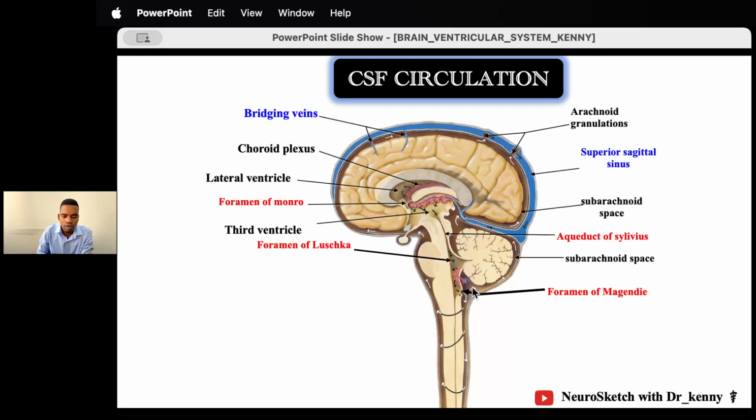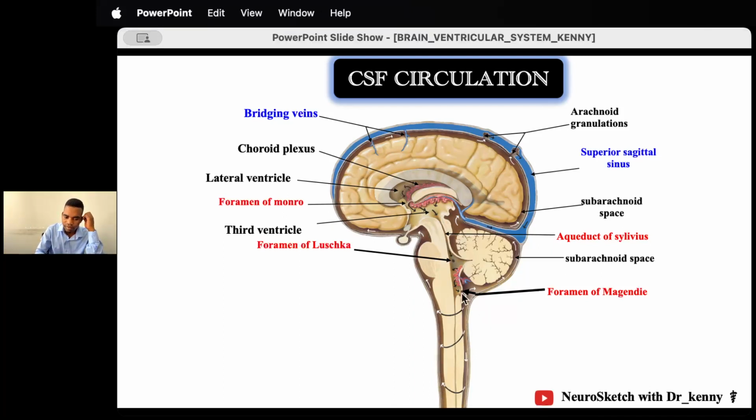First of all, it will go to the subarachnoid space. Also, just a minimum amount of fluid will go through the obex and flow to the central canal of the spinal cord. But the majority of the fluid will go to the subarachnoid space and circulate there. And remember, the subarachnoid space is present both within the brain and within the spinal cord.